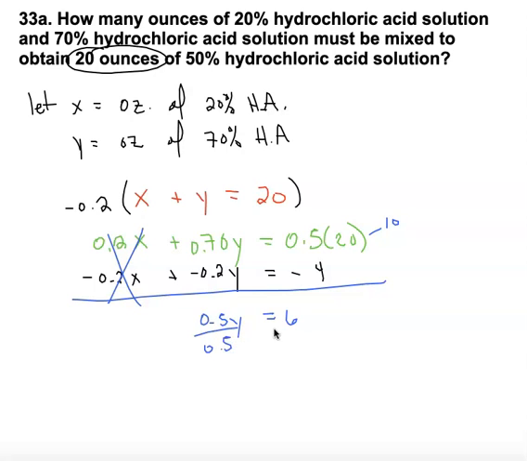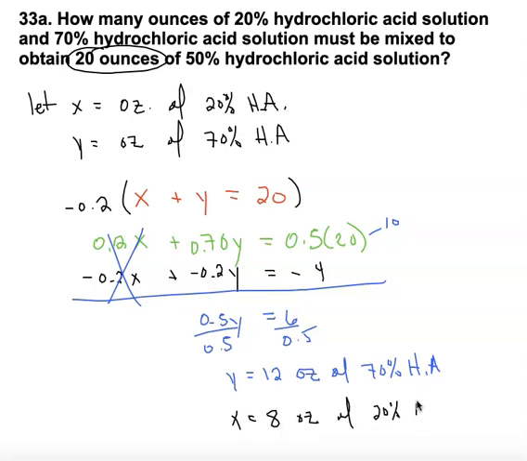Divide both sides by 0.5. And you get y is equal to 12 ounces of the 70% hydrochloric acid. If I have 20 ounces altogether, that means I have 8 ounces of the 20% hydrochloric acid, and that's what I mixed together. 12 ounces of the 70% and 8 ounces of the 20%, all together gave me 20 ounces total, and made a mixture with a concentration of 50%.